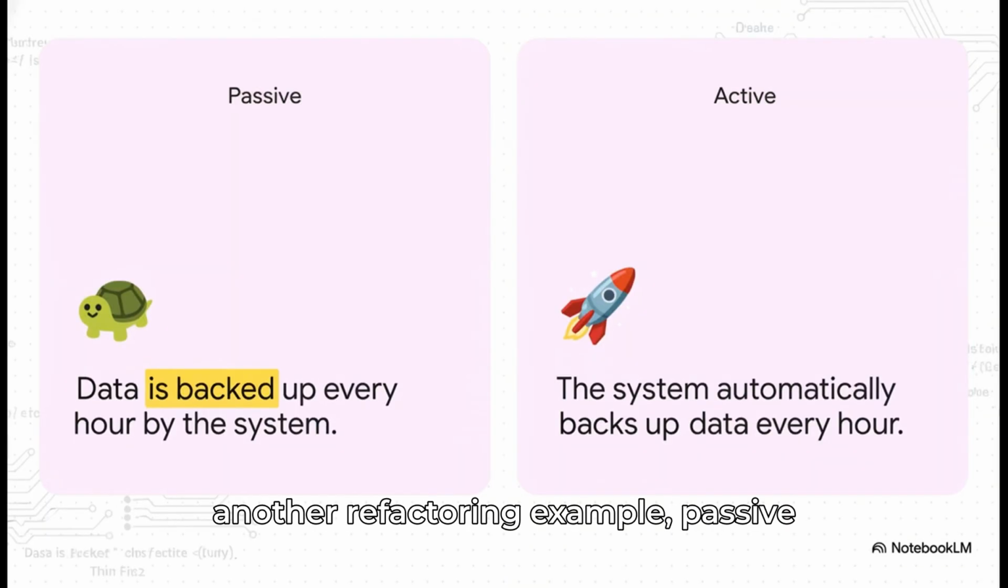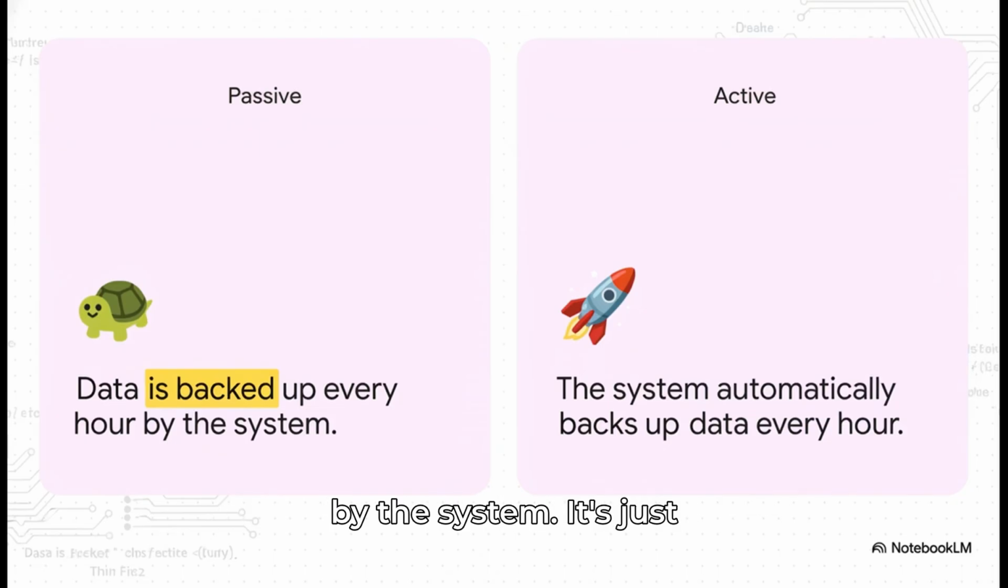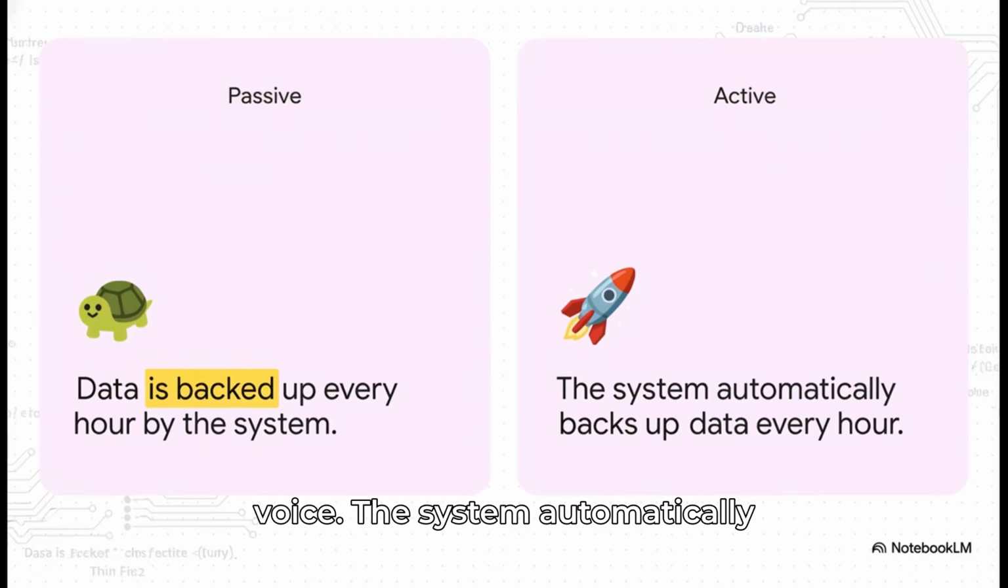Let's look at another refactoring example, passive voice. "Data is backed up every hour by the system." It's just clunky. Switch it to the active voice. "The system automatically backs up data every hour." See, it makes the system's actions clearer, the sentence is shorter, and crucially for global teams, it is much easier to translate. Clear, active verbs drive great documentation.